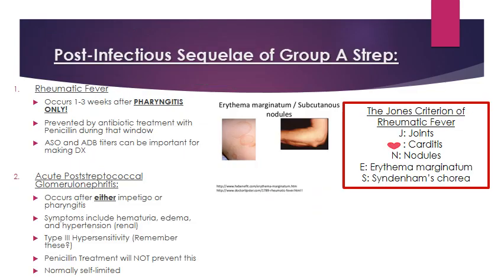There, as I mentioned before, are 2 post-infectious sequelae of group A strep that you have to know. The first one is rheumatic fever.